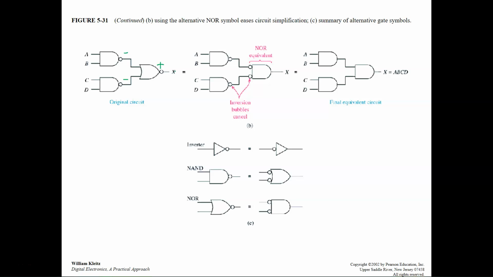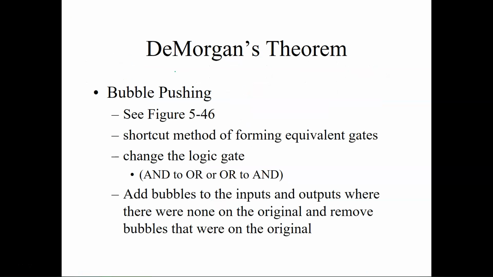Yes. Okay. So we have what's called bubble pushing. This is a shortcut method of forming equivalent gates. It's what allows us to change the logic of a gate. So if we take an AND gate, this is what allows us to change it to an OR gate, or change an OR gate to an AND gate. Okay.